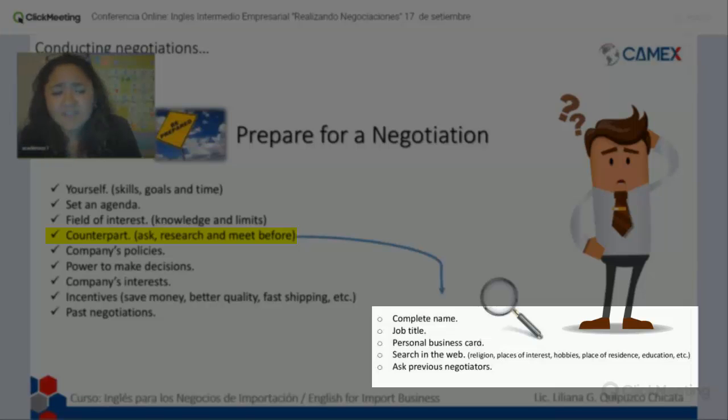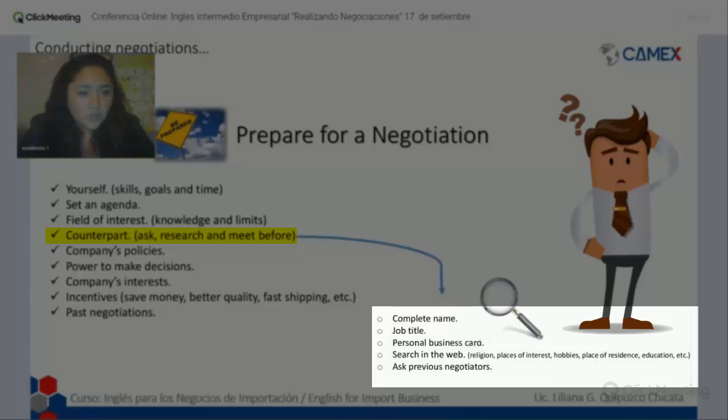And finally, the final tip that I can give you about asking and knowing about the counterpart is to ask about previous negotiations. Maybe my competitor, the other company, has previously negotiated with this person, so maybe you can approach them and ask how he was. Was he hard? Was he nice? Was he soft? So you can know a little more about your counterpart beforehand.